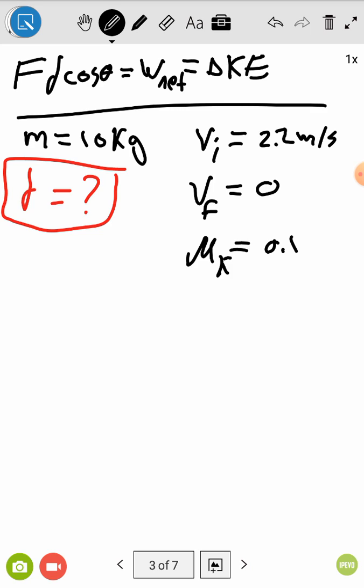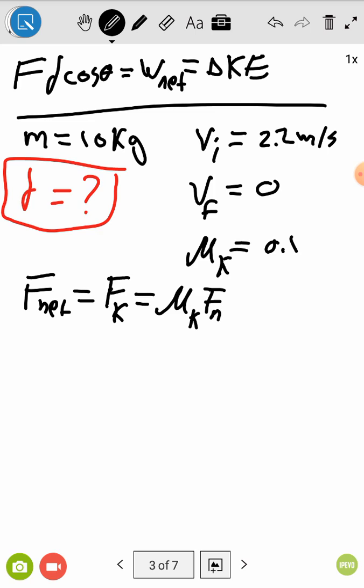In this question, there is only one force acting on the object, the friction force. Some students ask me, Mr., there is a force from the person. No, we are talking about the situation after the person kicks the sled. So F net equals F friction, the kinetic friction only, and F kinetic friction equals mu K F normal. F normal equals m g.